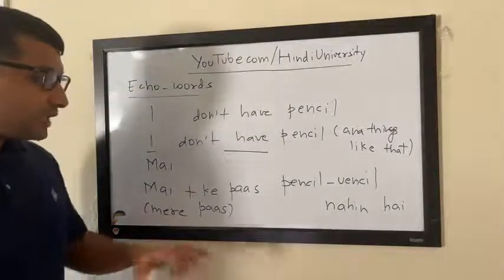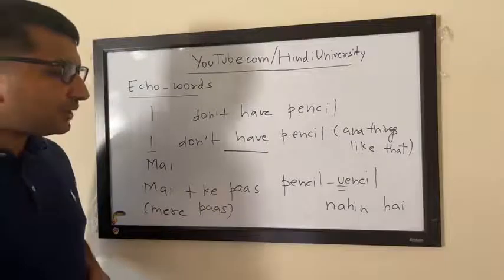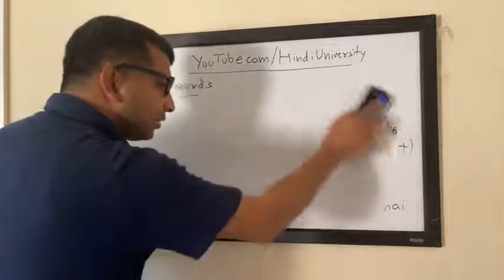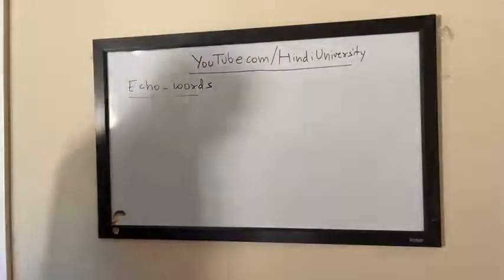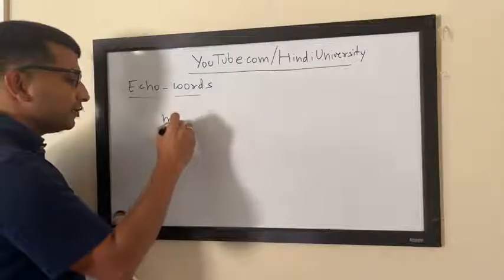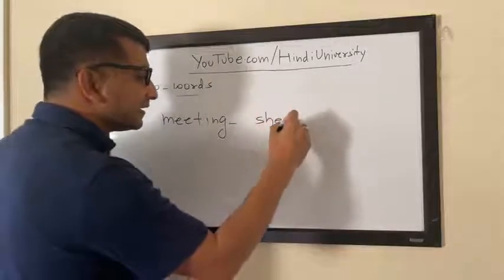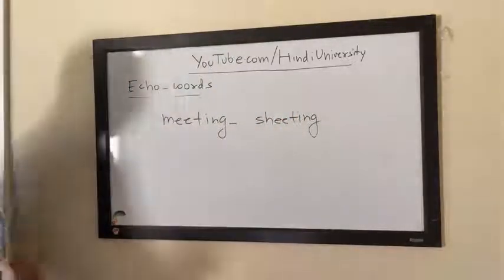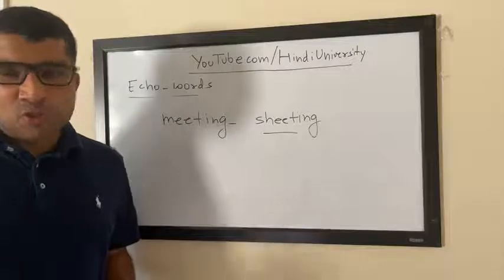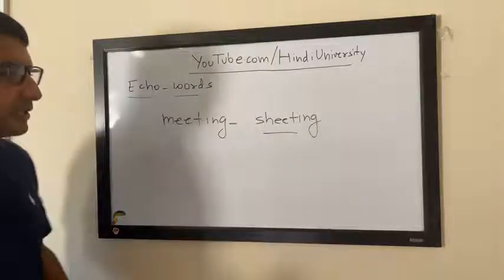So this is one pattern where you have the corresponding echo word starting with the v sound. Now let's look at the other ones that Sharon also alluded to. Even in Hindi, not all of them start with the v sound. So you have meeting, which is the meeting that you attend. The corresponding one is sheeting. It doesn't really have any meaning behind it. There's no word like sheeting, but it's used so often by Hindi speakers in colloquial language that it became part of it, like meeting sheeting.